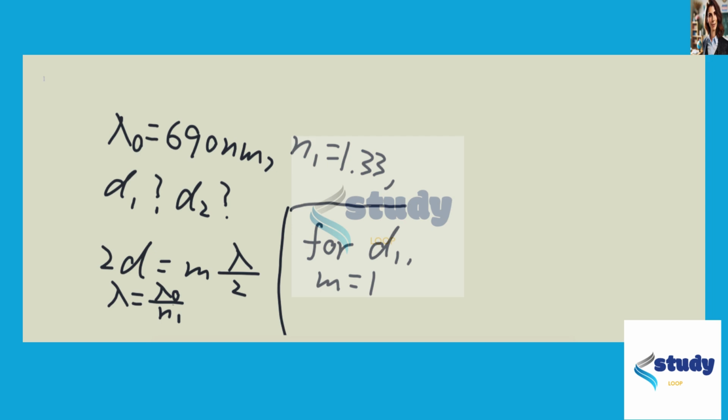So for D1, the first possible thickness, we set m equal to 1. Why not 0? Because if we plug in 0, everything's gone and there's no thickness at all, because 0 times everything is 0. So the smallest possible thickness we can think of is m equal to 1. That gives us 2D equal to 1 times lambda, which is lambda 0 over n1, which is 690.